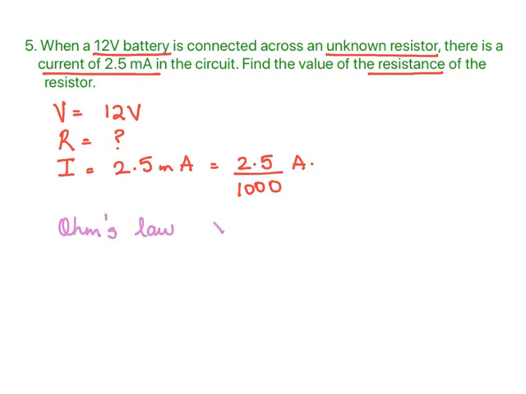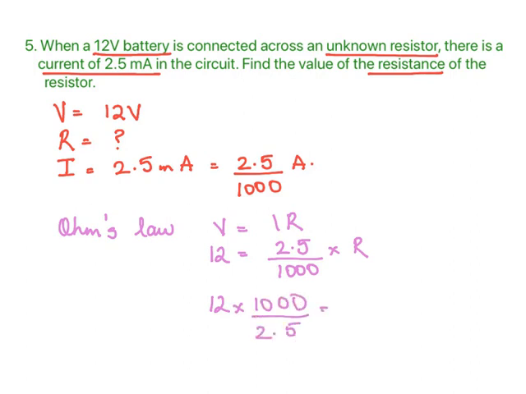Then we use the formula Ohm's law. In Ohm's law, we have V equal to IR, and the V is 12. The I is 2.5 over 1000. R we don't know. So we have 12 over 2.5 over 1000 equal to R. So the R here will be 12 into 1000. I put 10 here to remove this decimal. This was 2.5. To remove decimal, I put the 10, and that's your answer. The unit will be ohms.